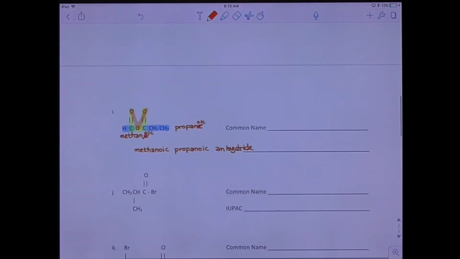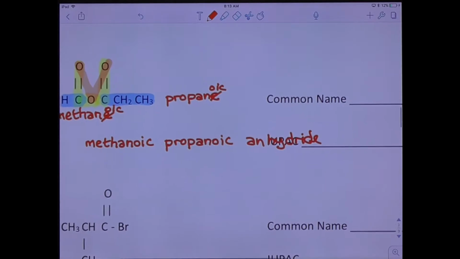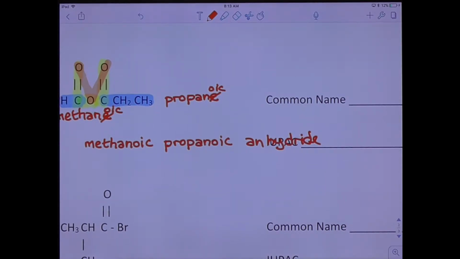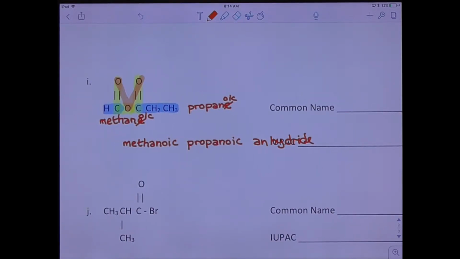So when do we change it to oic and ic? So OIC is IUPAC. And IC is common name, but you're going to be memorizing the whole name there, so you'll just know it. I guess caproic is the example of common name where it doesn't quite follow that rule. All right. Then common name.